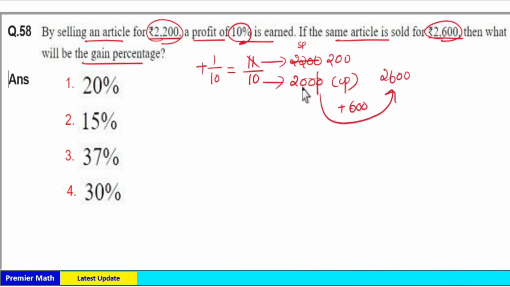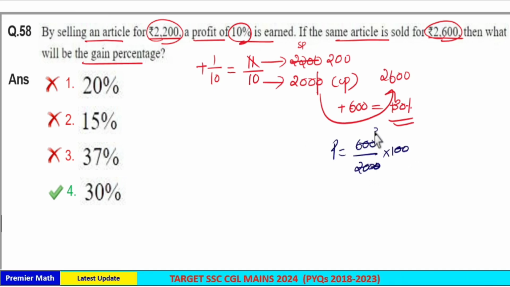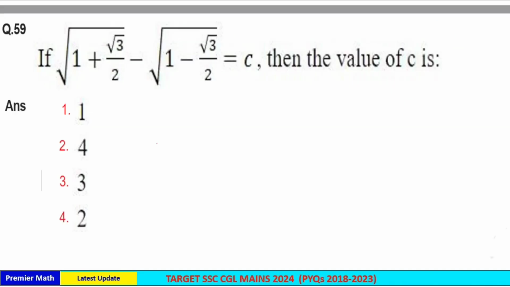10% of 2000 is 200, then 600 rupees is 30%. So option 4 is your answer. That is, here profit is equal to 600 out of 2000 into 100, which is equal to 30%.